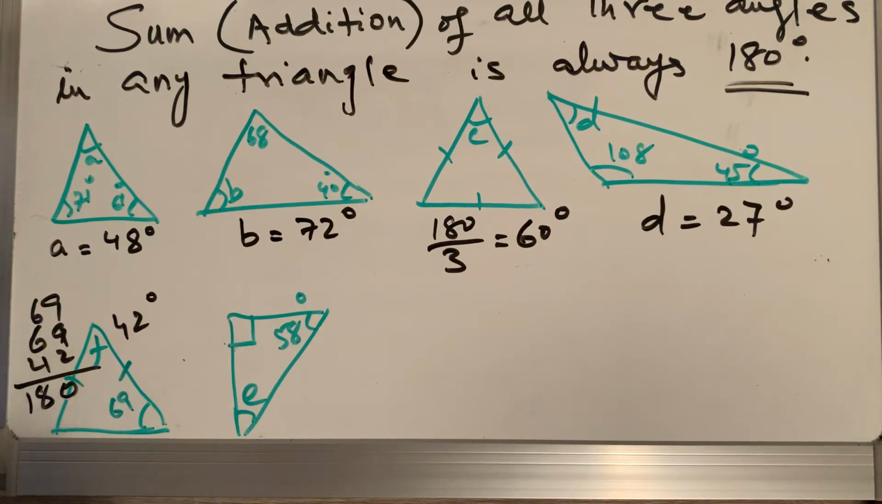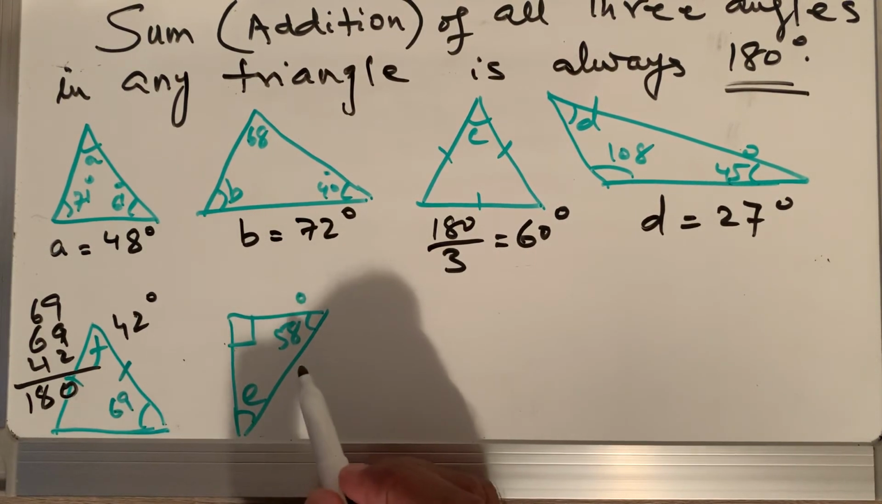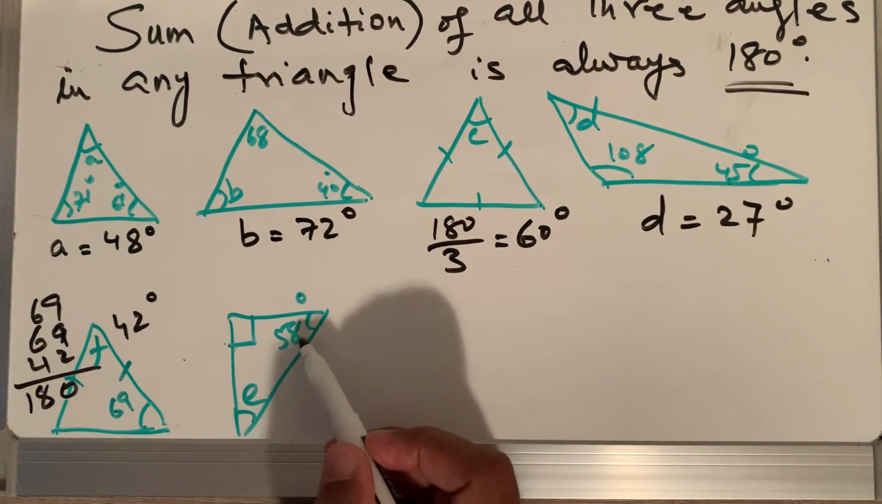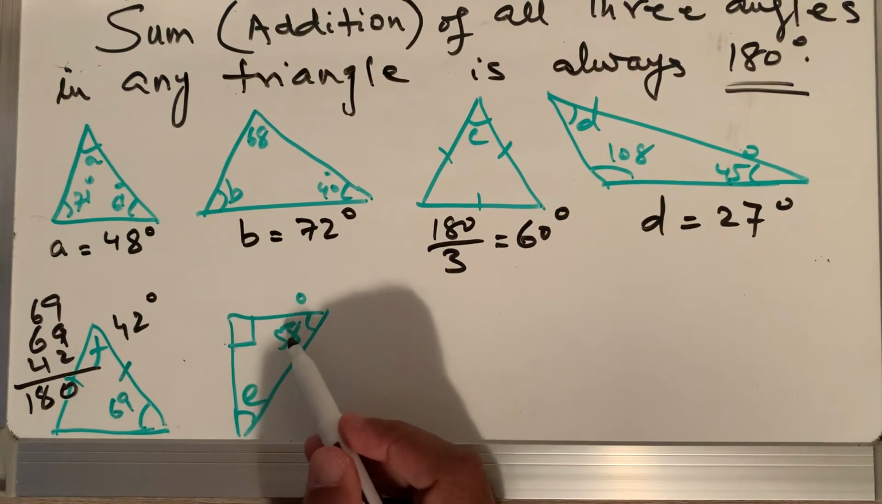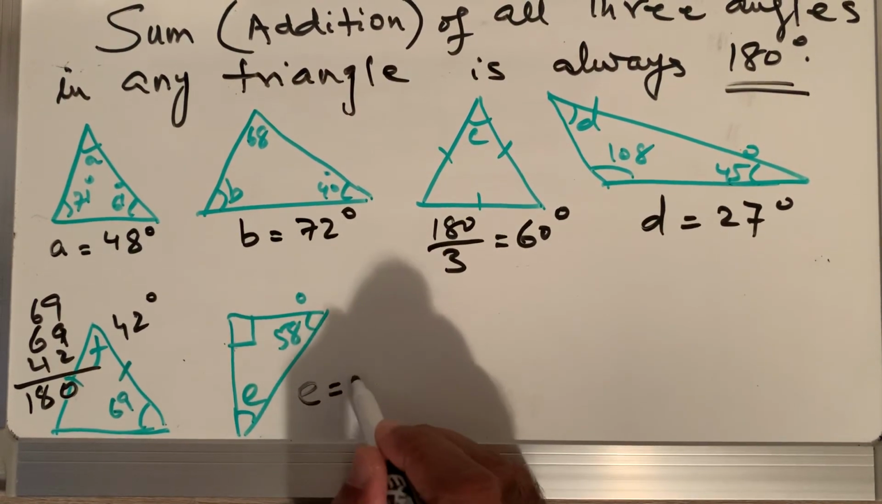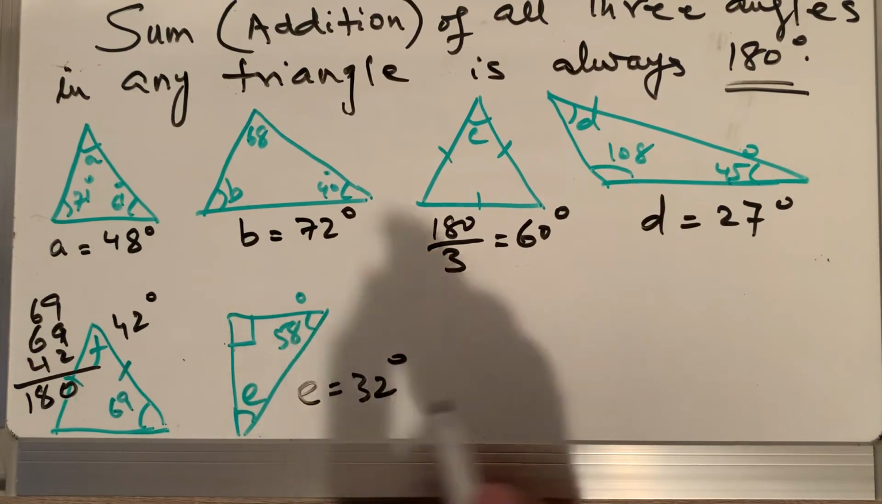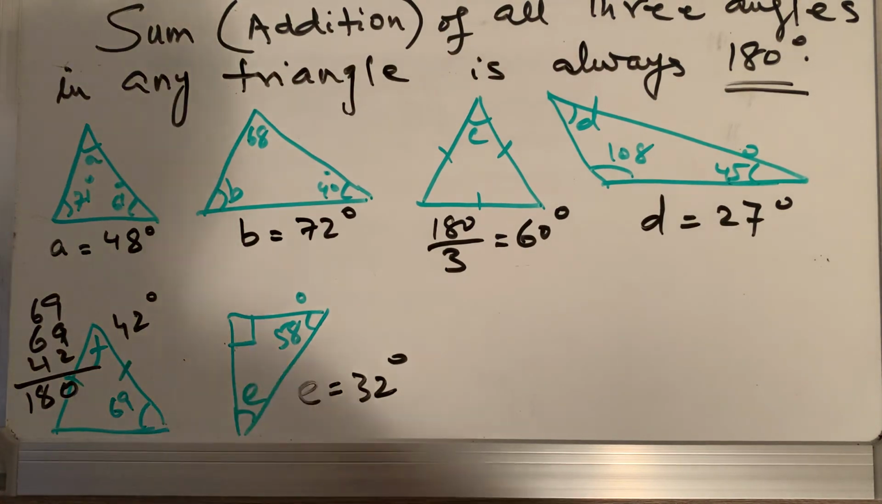Here is a right angle triangle. Here you can see that it is 58. You can subtract 90 minus 58 to get the answer, or you can add 90 plus 58 and subtract from 180, and then you will find that E is equal to 32. So these are the properties of the angles in any triangle. What is that? The sum of all three angles in any triangle is always 180 degrees.